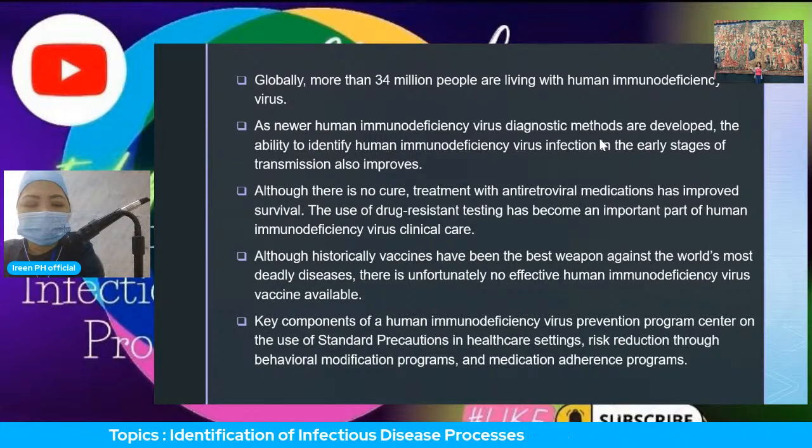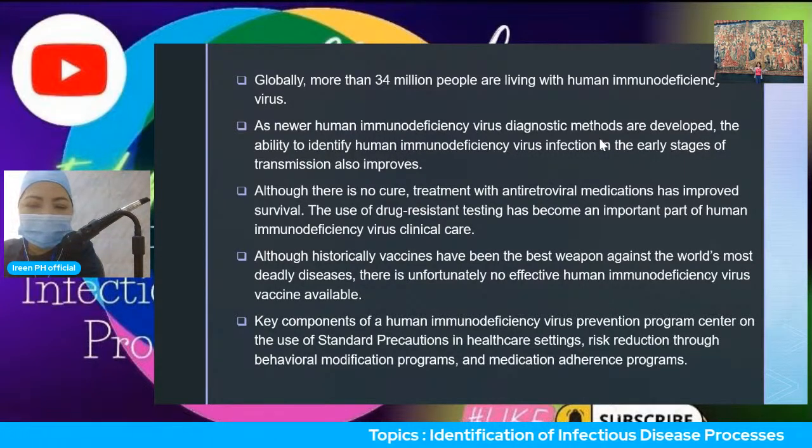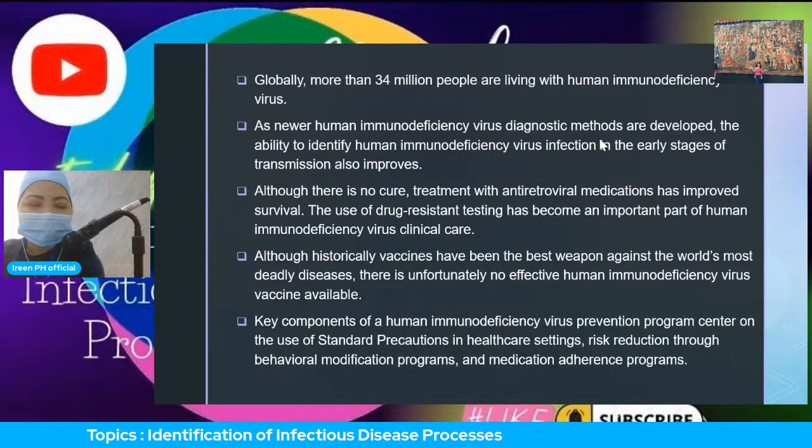Although there is no cure, treatment with antiretroviral medication has improved survival. The use of drug-resistant testing has become an important part of human immunodeficiency virus clinical care.